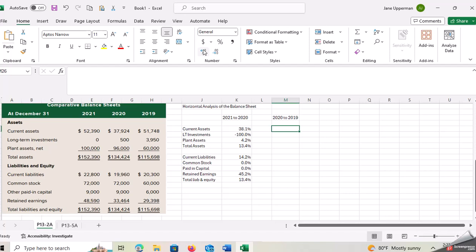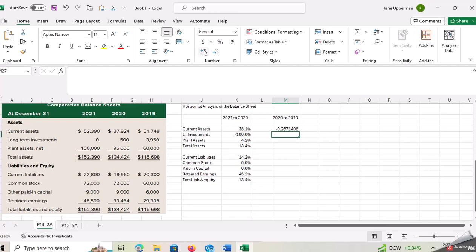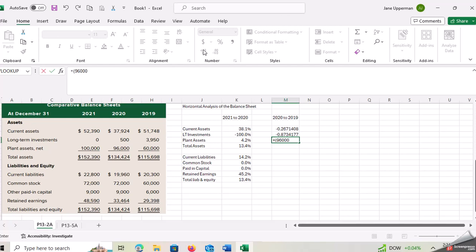Then we'll go from 2020 to 2019. So again, doing the same thing, take the 37,924 minus the 51,748, solve for that first, and then divide by the 51,748. Then that one was a reduction. This next one's a reduction too. So 500 minus 3950 divided by 3950. And then our plant assets are 96,000 minus 60,000 divided by 60,000.